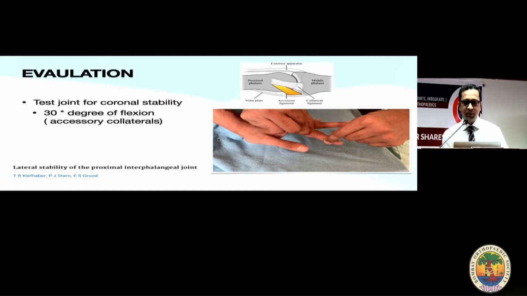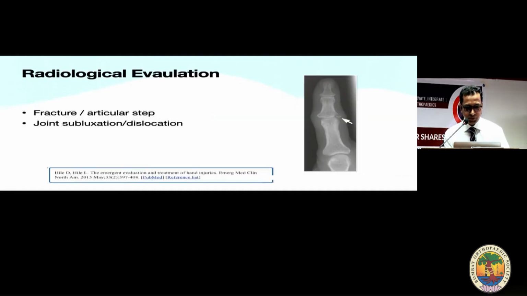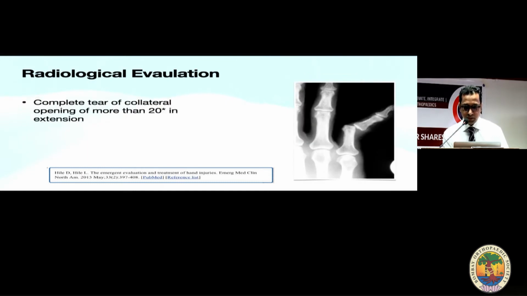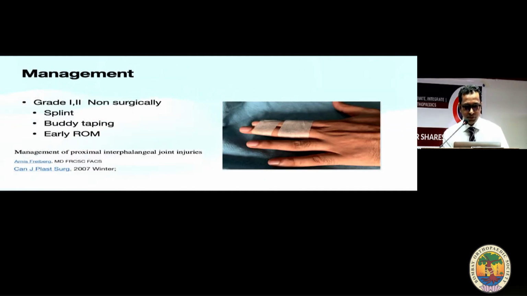Preferably it should be done under a digital block because the patient is cooperative and you can have a good examination. Radiologically, if you do the X-ray, you may find some avulsion fractures and there could be a joint subluxation. If you have a complete tear of the collateral, you will have a complete dislocation.